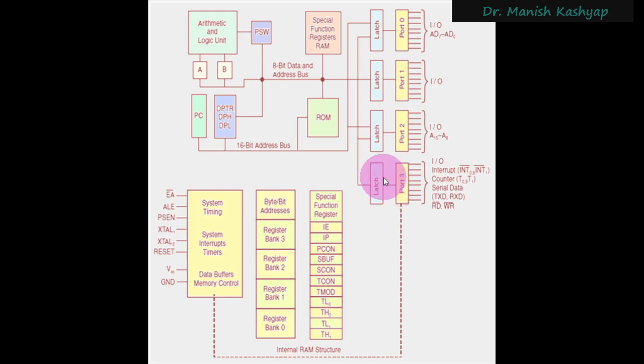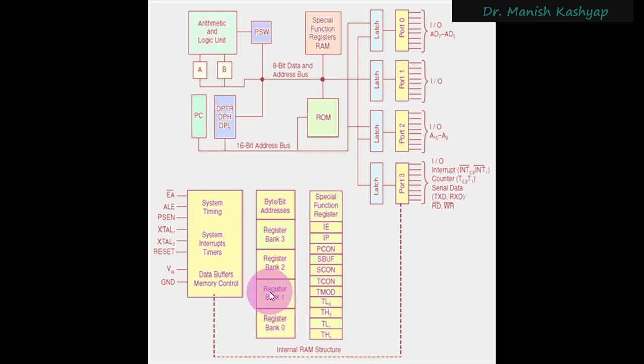Latches are necessary because you can see that most of them are multiplexed. So sometimes you want to latch that address or data to be used by the address or data bus, right? And similarly, you can see that this port one is completely free. And after that, you can see the structure of this RAM.